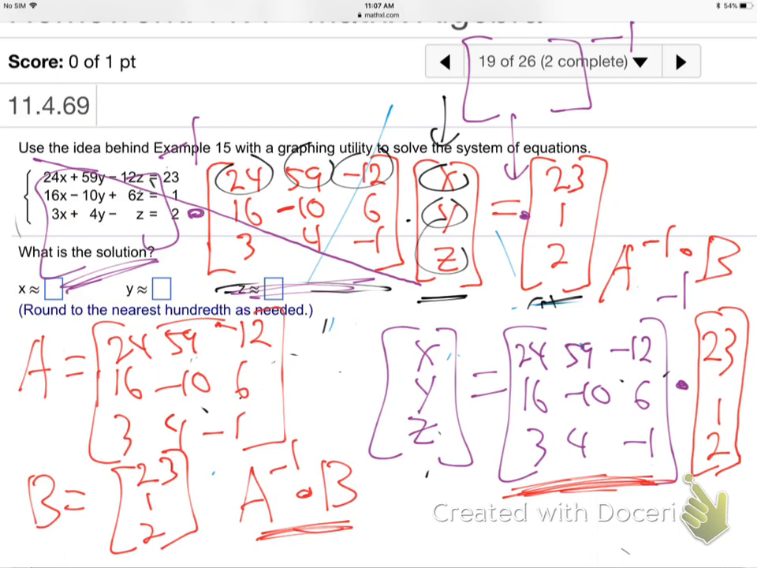All right, I got answers. My answers are: X equals 0.29, Y equals 0.23, it rounds, and Z equals negative 0.23. You guys getting that?